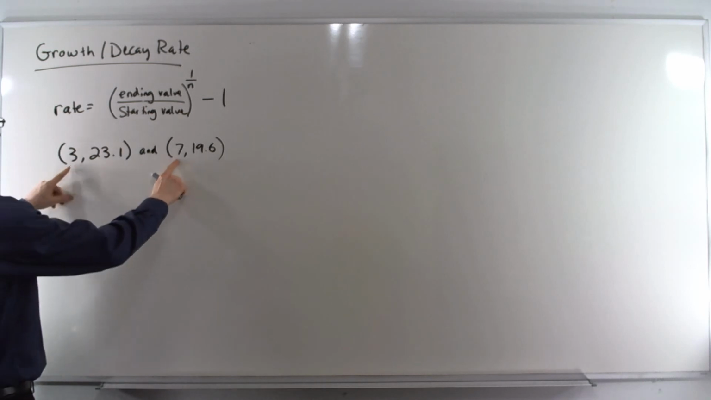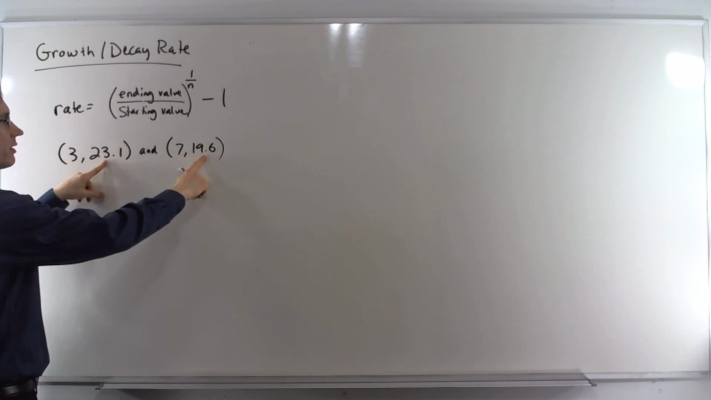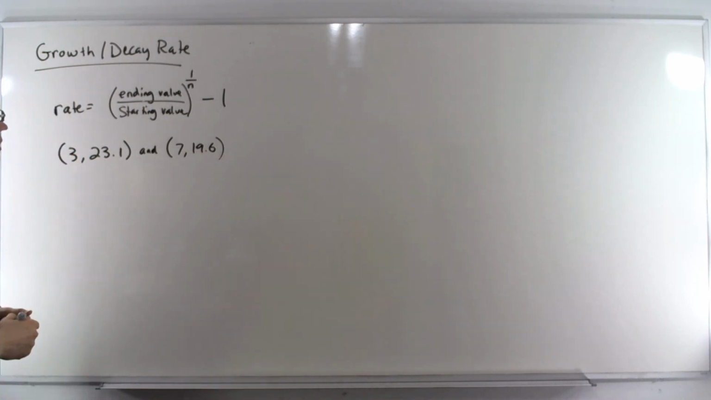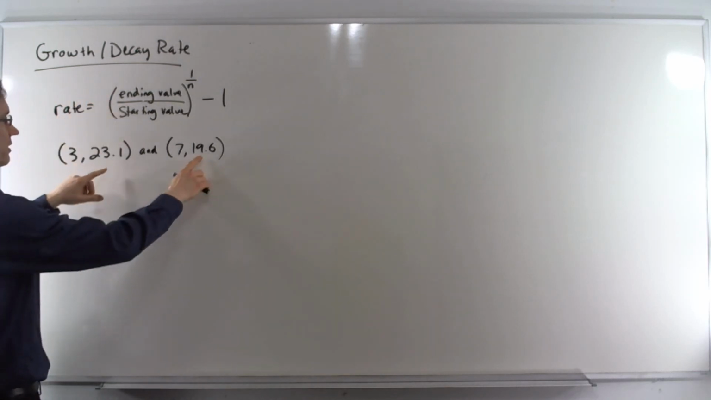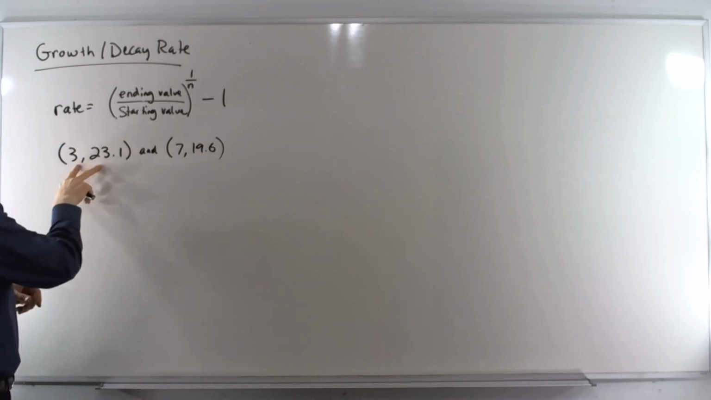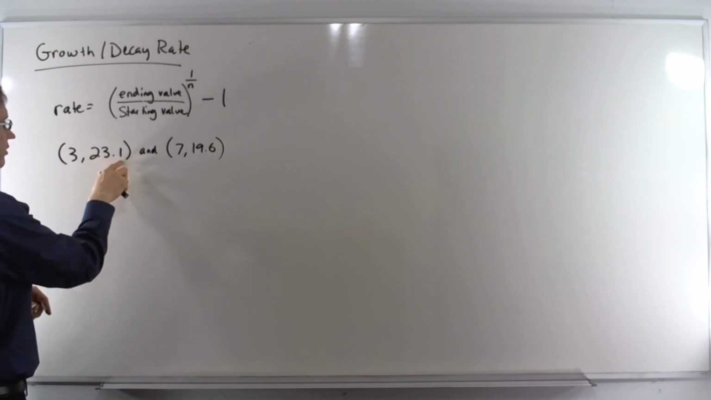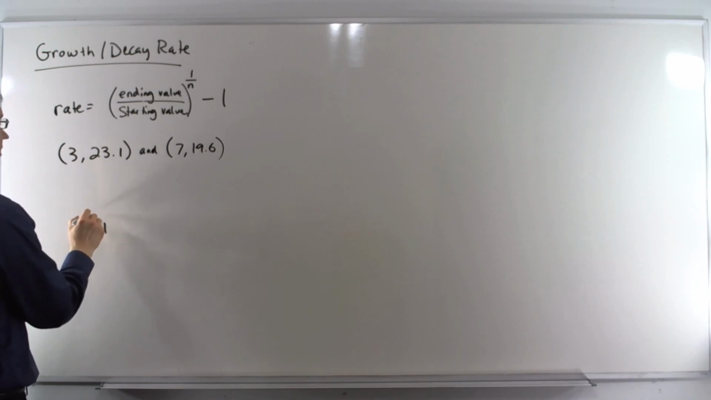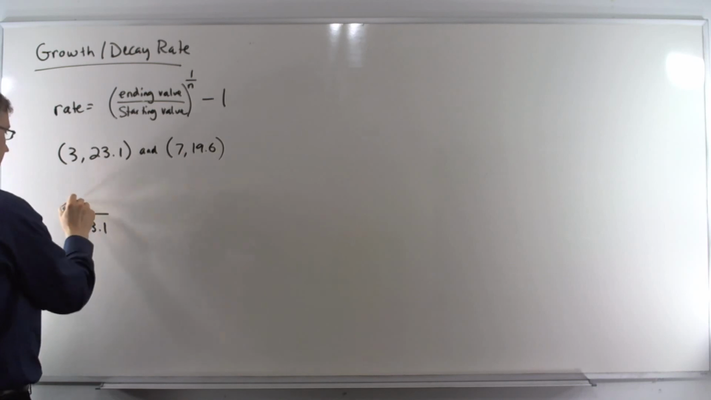So the first number is time, that's our independent variable. And the second number is the town's population, that is our dependent variable. So when talking about the starting and ending values, we're talking about the dependent variable, so it's going to be these two. This is an earlier time, this is time 3, so this is our starting value, 23.1. Whatever value has the earlier time, that's our starting value. Ending value, later time, 19.6.